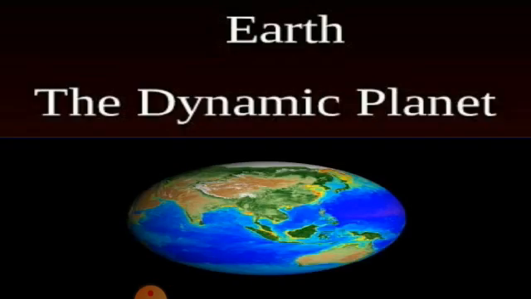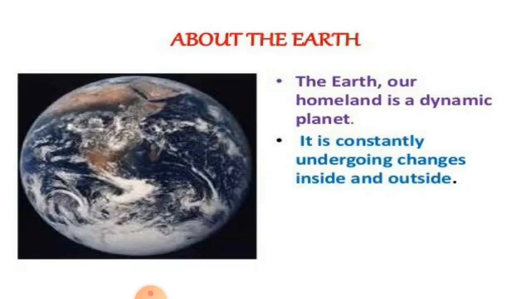We all know that our home planet is earth. It has so many names such as blue planet, watery planet, living planet and so on. It is also named as dynamic planet. Do you know the reason, children, why our planet is called a dynamic planet? The reason is our earth is constantly undergoing changes both inside and outside of the earth.